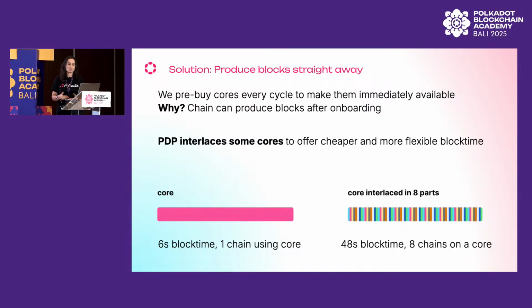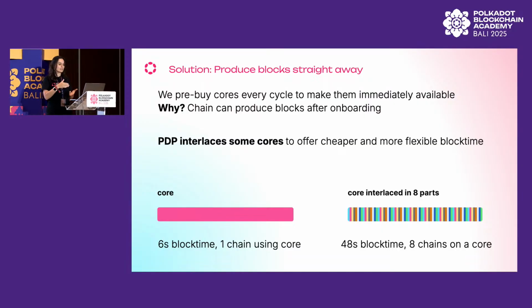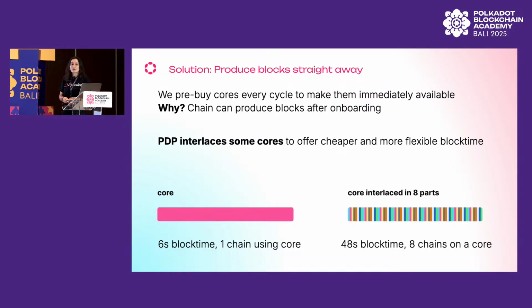It can be interlaced in more parts. But of course, the more parts it's interlaced in, the slower the block production is going to be. So for 8 chains on a core, you have 48-second block time. So this is for people who just want to deploy and try it out. They just want to see what's going to happen if they deploy a parachain. They want to send a couple of transactions. They want to have their own token. I don't know. They just don't need 6 seconds, because not every use case needs 6 seconds.